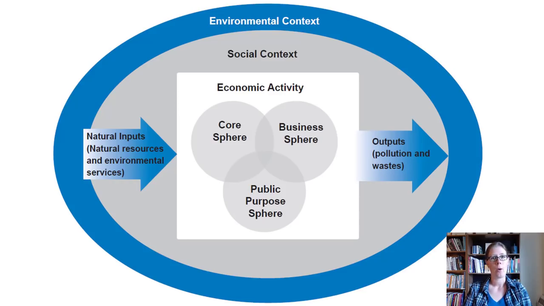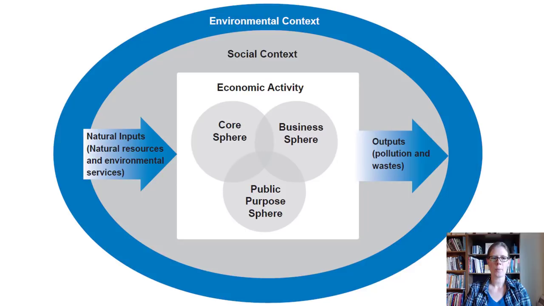So now we know a little bit about what the economy does and who does it. And the next step in defining the economy is to talk a little bit about the context in which all of that activity happens. So this diagram is called the contextual model of the economy. You can see the three spheres in the center, and those spheres are all engaged in the activities of resource maintenance, production, distribution, and consumption.